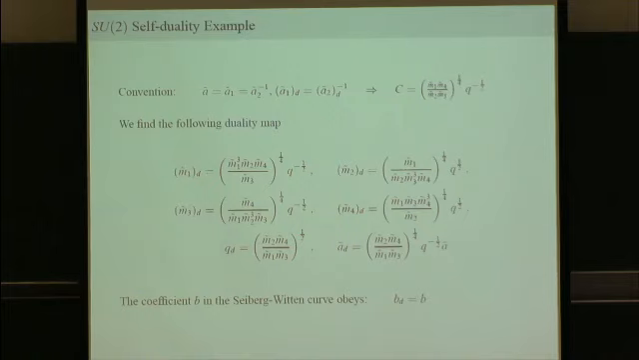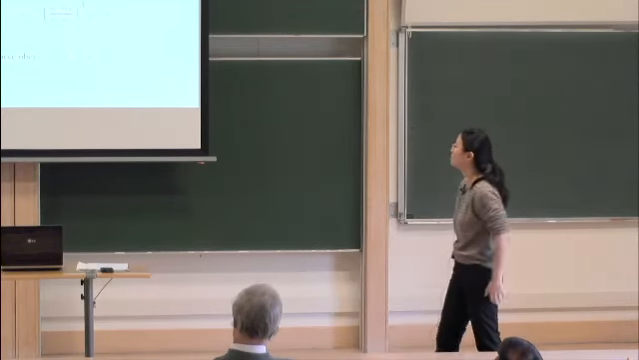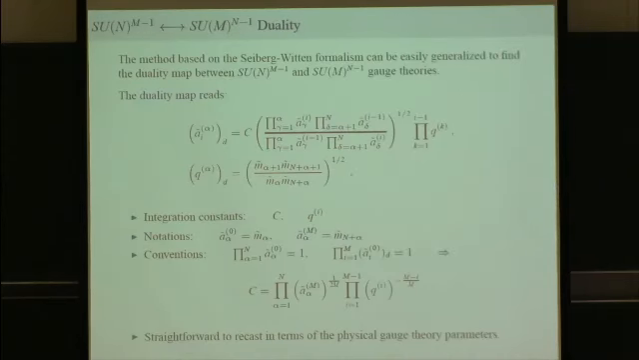So in the end, we find this quite simple duality map for the SU2 self-duality case. So the masses are dualized. So the dual masses are a combination of the original masses with the coupling constant. So the dual of the flavor masses do not depend on the Coulomb moduli parameter. So this can be generalized quite easily to the SUN case.